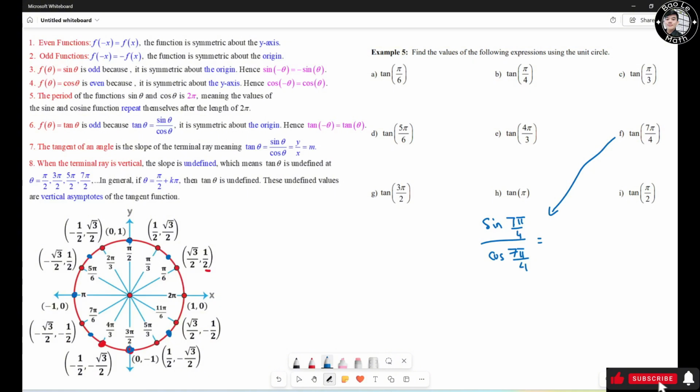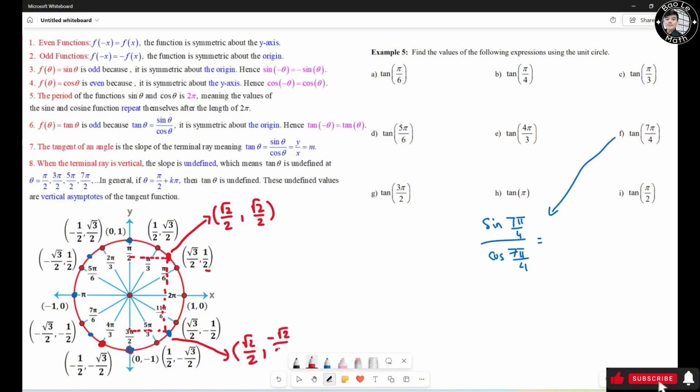So 7 pi over 4 is going to be the reflection of pi over 4 over the x-axis. So they have the same x value but opposite y value. Now you know that at pi over 4 right here, the coordinate point of sine and cosine should be root 2 over 2. And then for this point, the x value stays, so it would be root 2 over 2, and the y value is opposite.